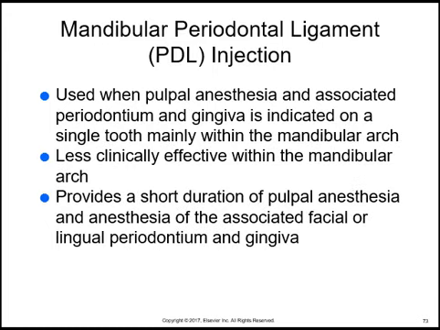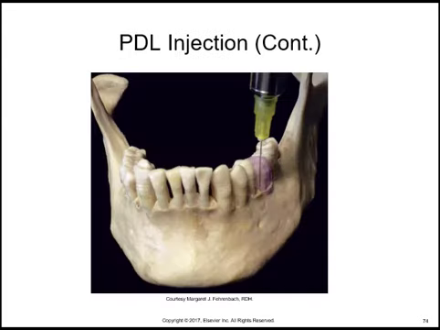The next one is the PDL injection, or the periodontal ligament injection, and this is used when pulpal anesthesia and associated periodontium and gingiva is indicated on a single tooth, mainly within the mandibular arch. It's going to be less clinically effective within the mandibular arch and provides a short duration of pulpal anesthesia and anesthesia of the associated facial or lingual periodontium and gingiva. But there's going to be no collateral numbness of the tongue or the lower lip with this injection. So this is the example of the distribution of the anesthesia for the PDL injection.